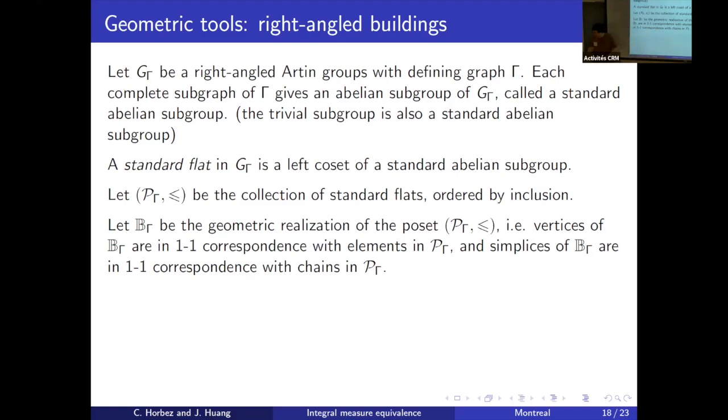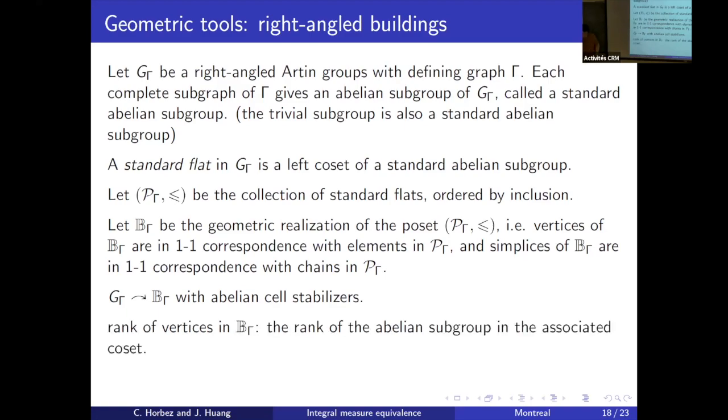So that's one of the key things we're using. Notice that the group is going to act on this space, because the left translation of the group is going to permute the standard flats, and it's going to respect the inclusion. So that's why we have the group acting on this complex. And the stabilizers of cells are basically conjugates of the standard abelian subgroups. So the cell stabilizers are all abelian.